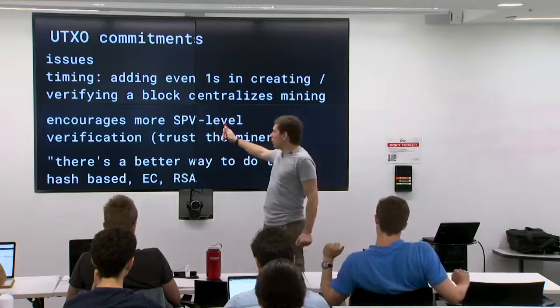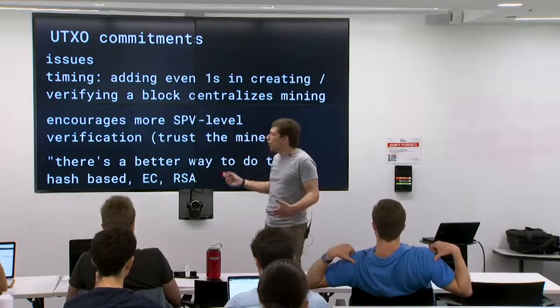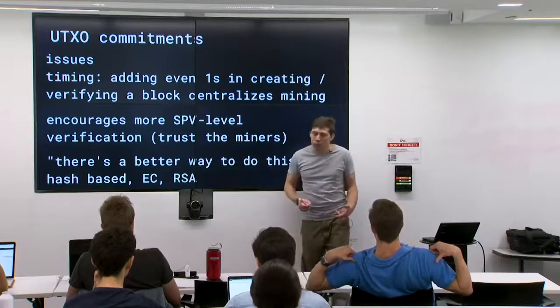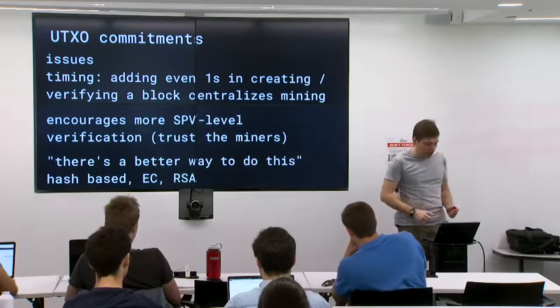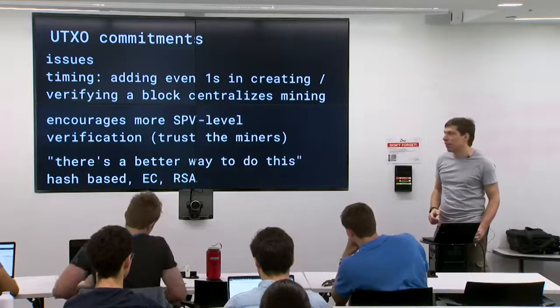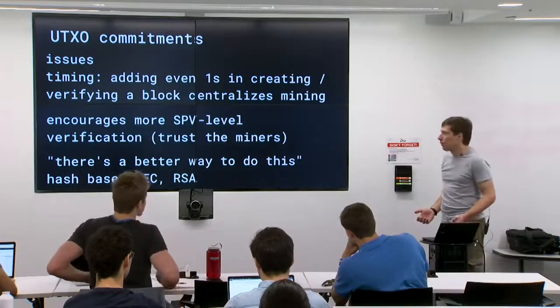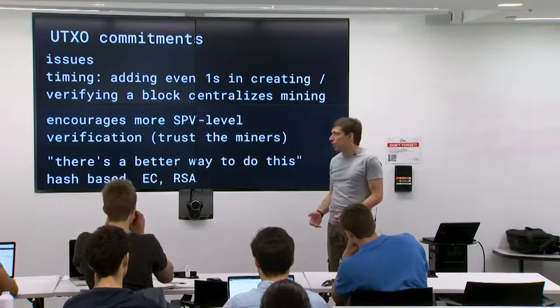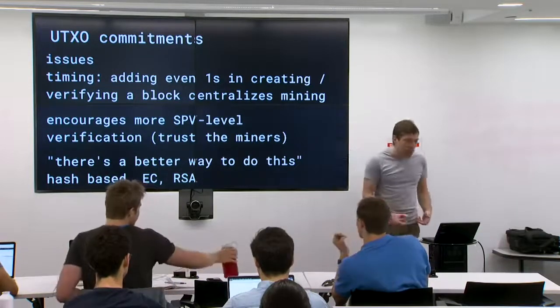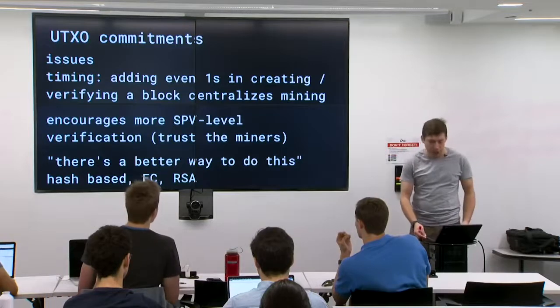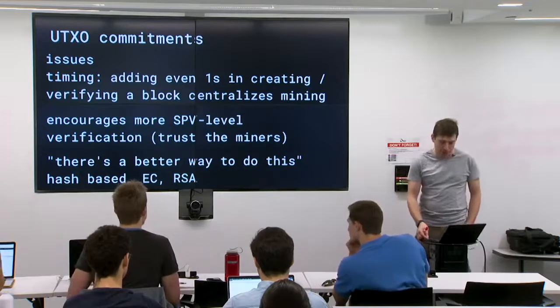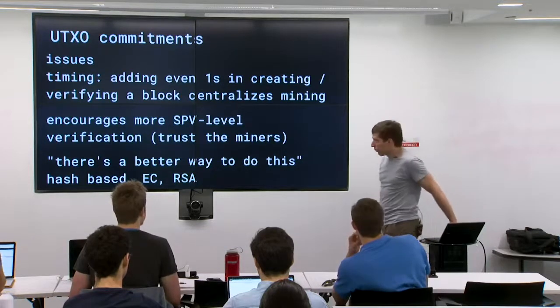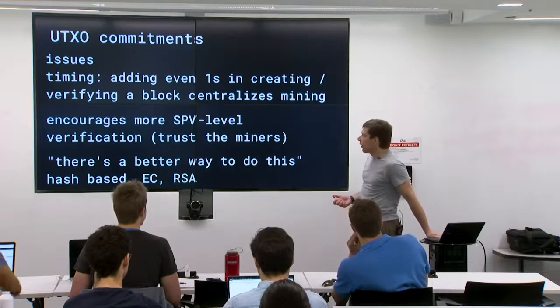Another issue is it does encourage more SPV level verification, where a lot of people will now use this method to not run a full node. Because they're like, well, I can just get these compact proofs for all UTXOs, whether inclusion or non-inclusion, so why run a full node? I don't need to verify it because other people are. You don't really want to encourage that because there's so much of that already.